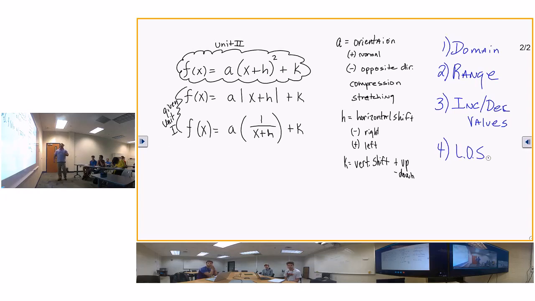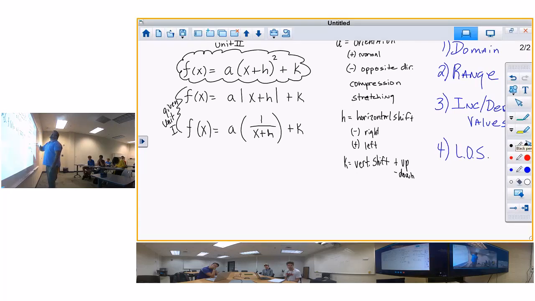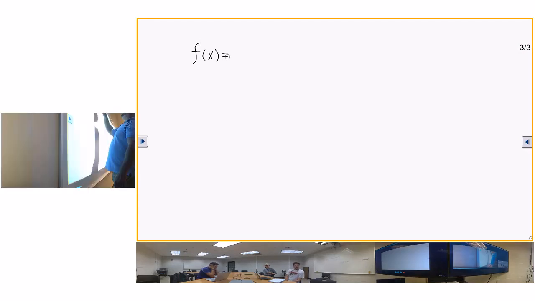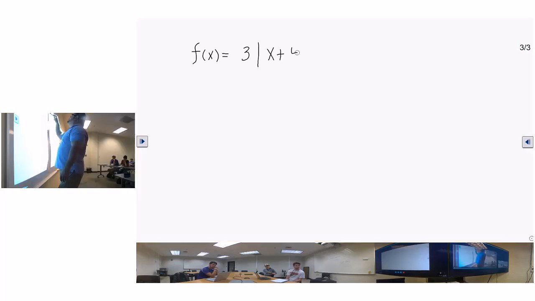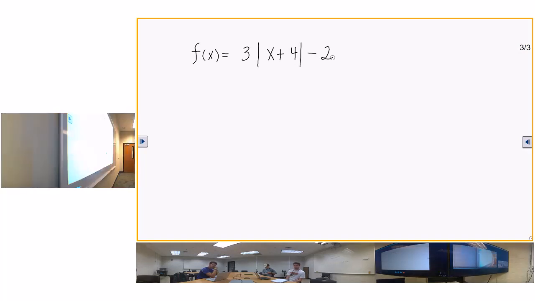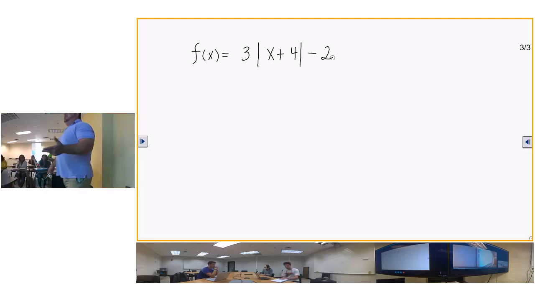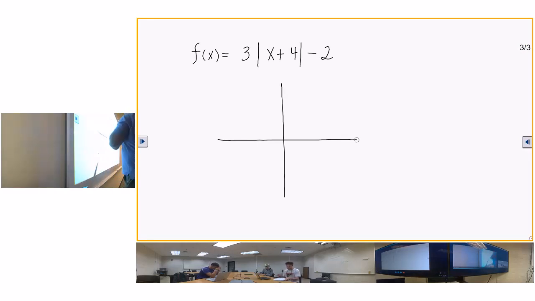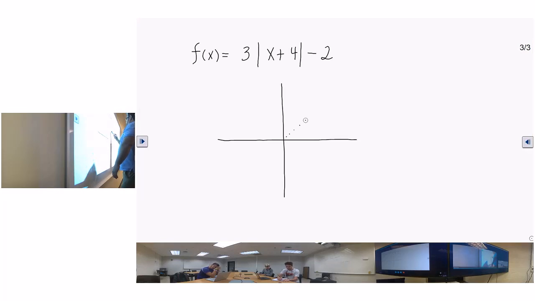Now, let me give you an example of what we're talking about. Let's say that I give you f of x is equal to 3 times the absolute value of x plus 4, minus 2. So at this point, we know we have an absolute value, so we know that we're going to draw a graph with absolute value. Now the normal absolute value looks something like what? Like that. Right?